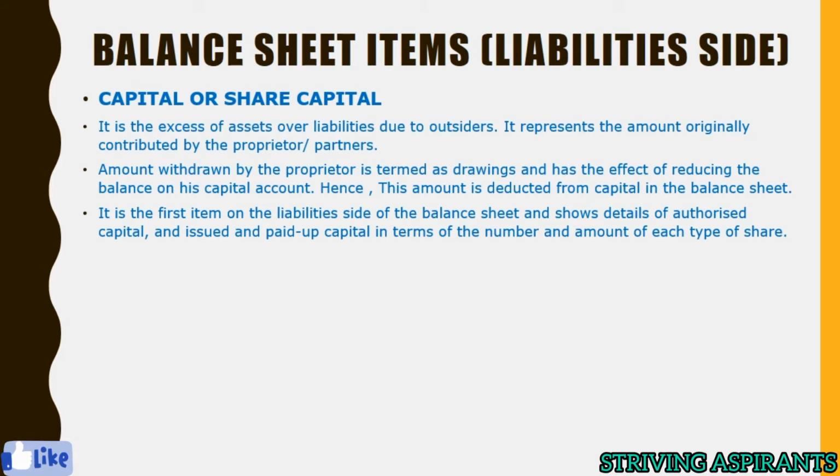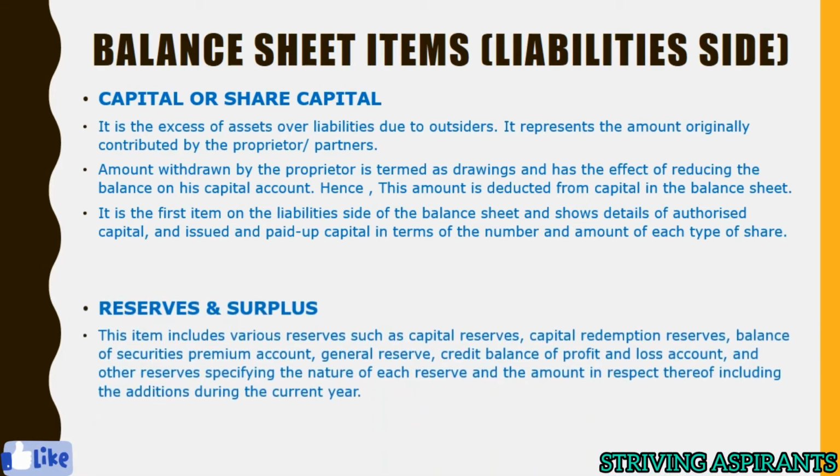Second item we see on the liability side of the balance sheet is reserves and surplus. This item includes various reserves such as capital reserve, capital redemption reserve, balance of securities premium account, general reserve, credit balance of profit and loss account, and any other reserves, specifying the nature of each reserve and the amount in respect thereof, including the additions during the current year.